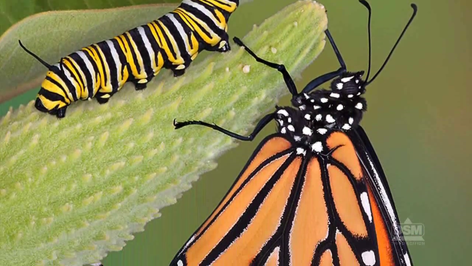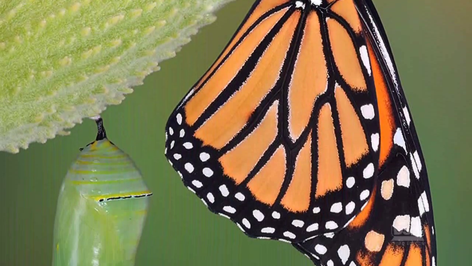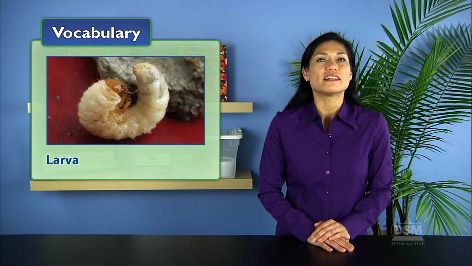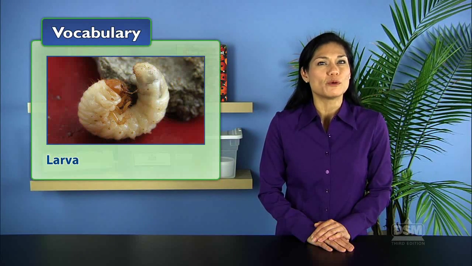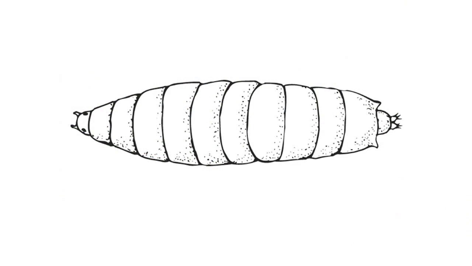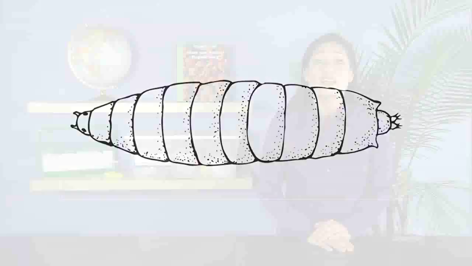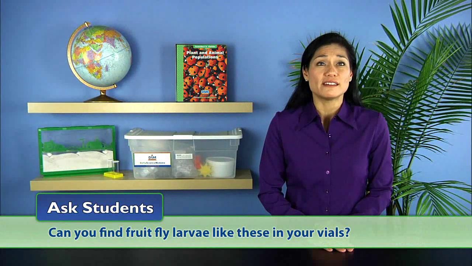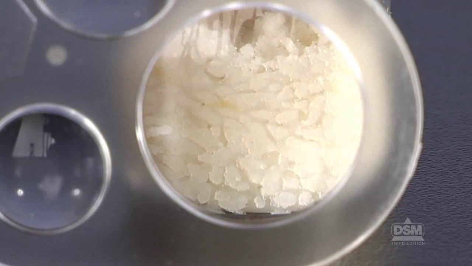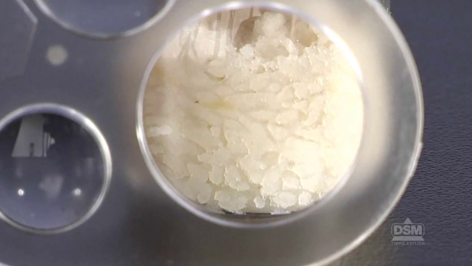Students may be familiar with the way a wingless caterpillar changes into a butterfly. Then explain that a larva is a young insect that looks different from the adult it will become. Point out the illustration of the fruit fly larva and ask students, can you find fruit fly larvae like these in your vials? Using the magnifiers, students should be able to find the smaller, wingless, worm-like larvae.